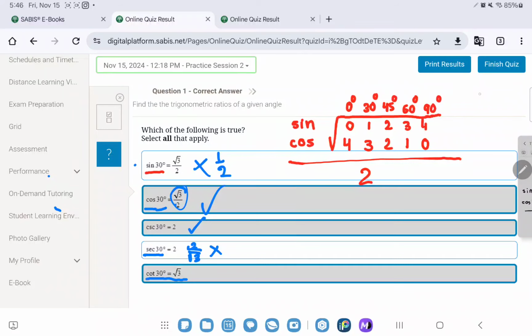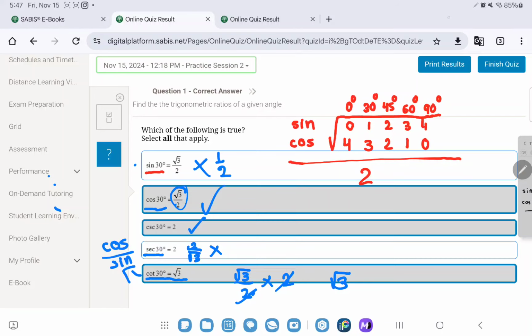Now, there is a way to find tangent from this chart, but I find it confusing. So what I do is just sine over cosine. We know our sine is half and our cosine is radical 3 over 2. Since it's cotangent, we know it's cosine over sine. So let's do it: radical 3 over 2 times, because it's keep, change, flip, you're gonna get radical 3, and that's it. That's literally it. It's really easy to do without a calculator.